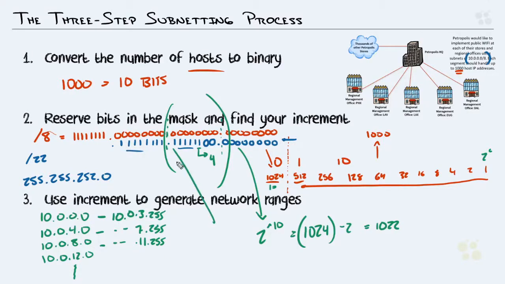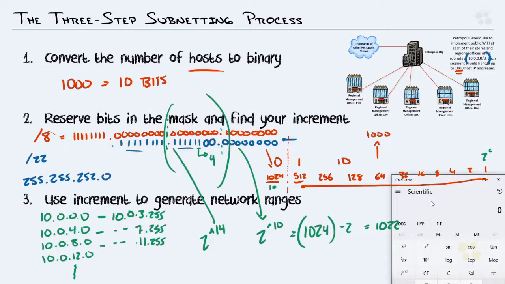The total number of subnets would be found using 8, 9, 10, 11, 12, 13, 14. So it would be 2 to the power of 14. Calculator, 2 to the power of 14. Enter: 16,384.